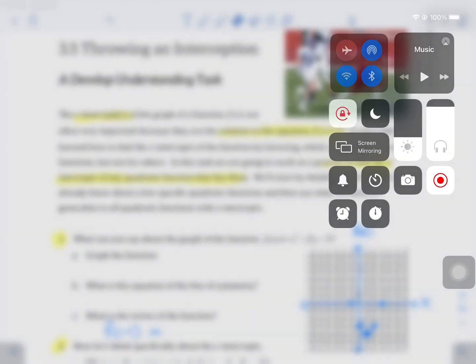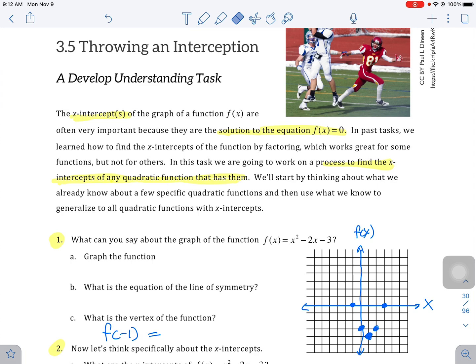Welcome. We're going to solve some quadratics here, looking at x-intercepts and using vertex form as needed. All right, so on this one, the x-intercepts are important because they're the solution for the equation f of x equals 0. The process to find the x-intercepts of any quadratic function, that's what we're looking at, the process.